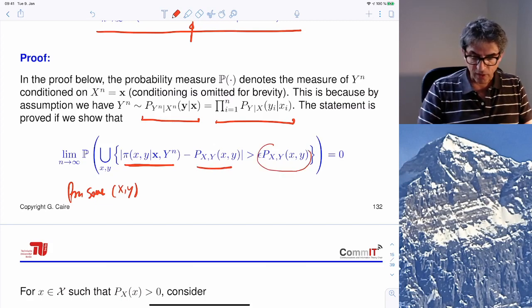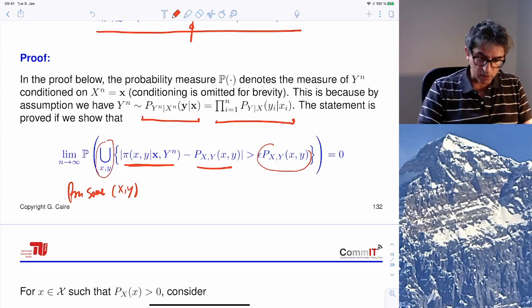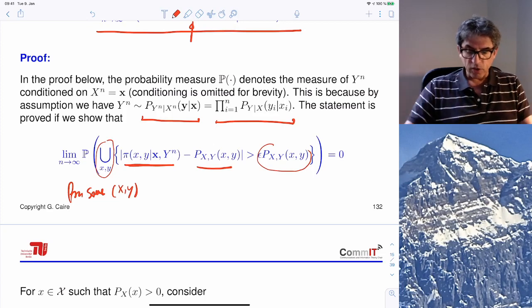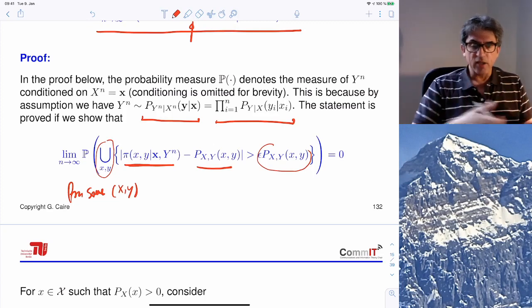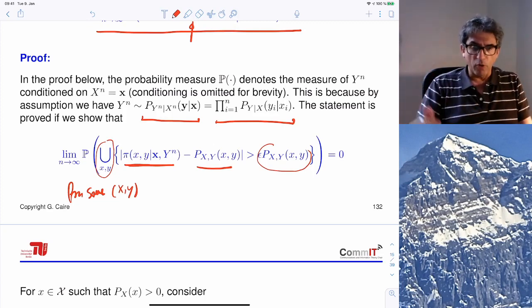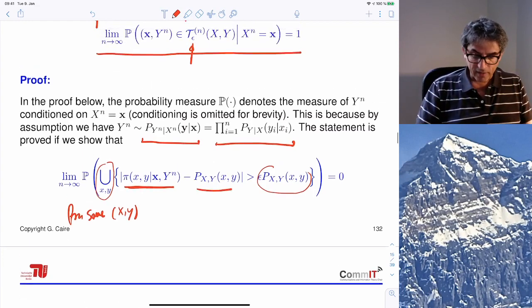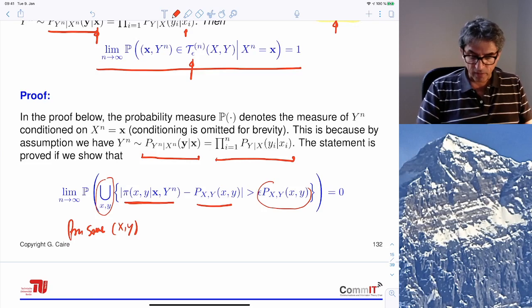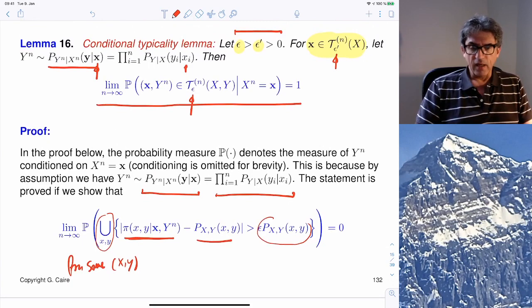So if for some x and y this inequality holds, then the sequence y is not jointly typical with the sequence x. Then we take the union over all possible pairs x and y, and then the probability of this union event means that for at least one pair, it could be one pair x and y, it could be two, so it's the union over all possible. If this probability goes to 0, then we know that for all x and y, the empirical frequencies are close to the true probabilities, and then the sequence y is jointly typical with x.